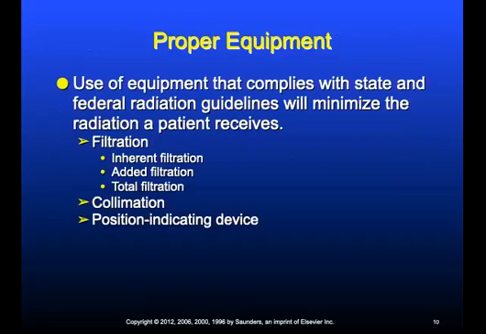So what proper equipment means is that we are going to use the correct equipment that complies with state and federal radiation guidelines, which is going to minimize the radiation a patient receives. So we're going to do this by using filtration, collimation, and a position indicating device. The X-ray tube head should be properly equipped with an aluminum filter, a lead collimator, and a PID.